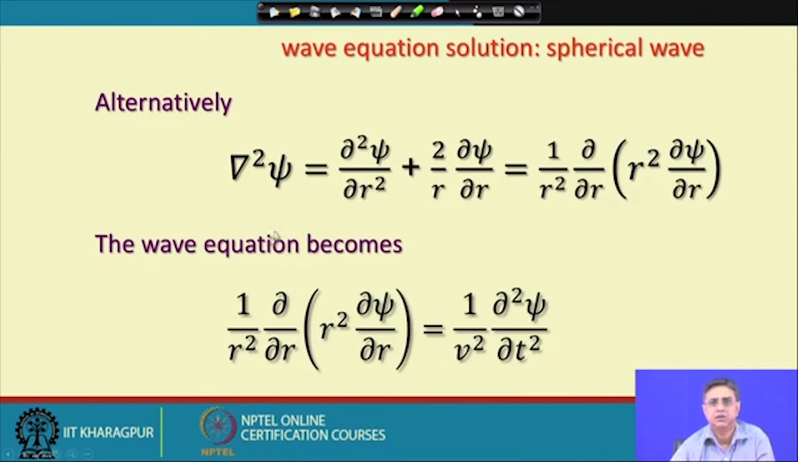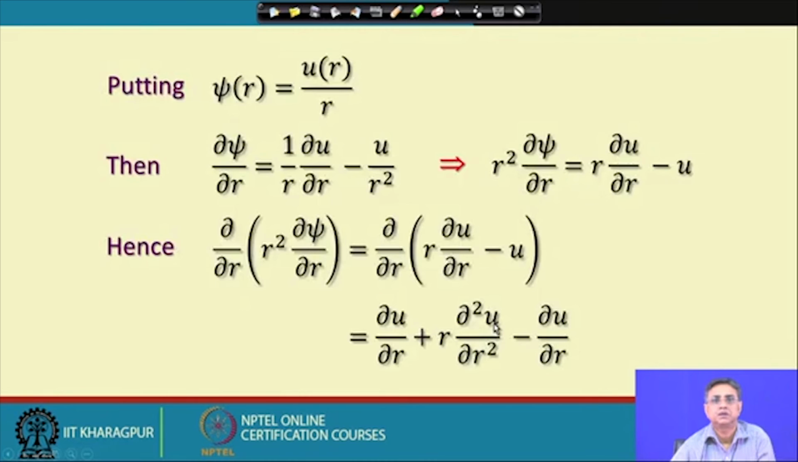Alternatively, there is another way of arriving at the spherical wave solution. The reduced form of the Laplacian you have seen like this, which can be reorganized into this form, and then the wave equation becomes like this: 1 by r square del del r of r square del psi del r, which is equal to 1 by v square del square psi del t square. Now, we will solve this wave equation.